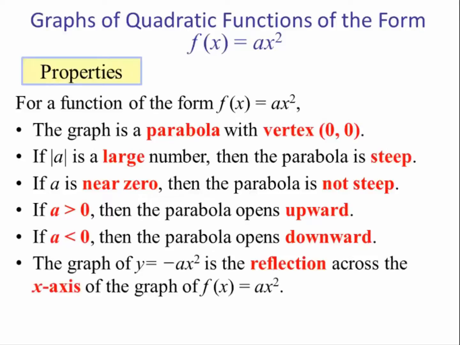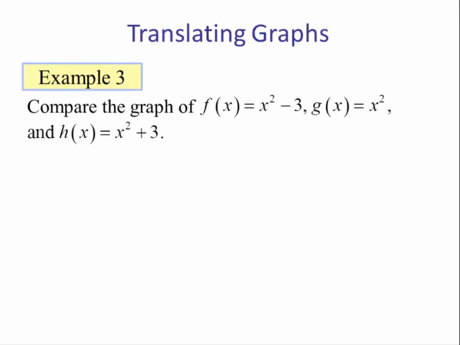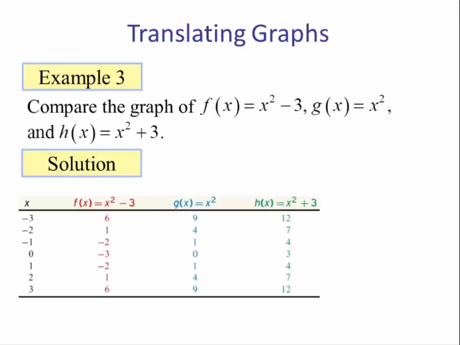The graph of y equals negative ax squared is the reflection across the x-axis of the graph f of x equals ax squared. Let's do another example. Example 3. Compare the graph of f of x equals x squared minus 3, g of x equals x squared, and h of x equals x squared plus 3. Solution: using our table of values, we have the outputs for f, g, and h.